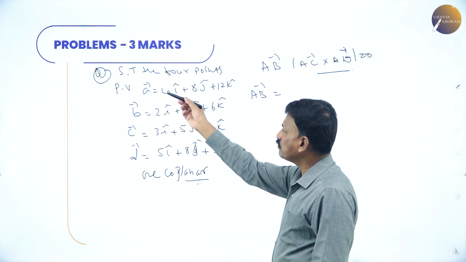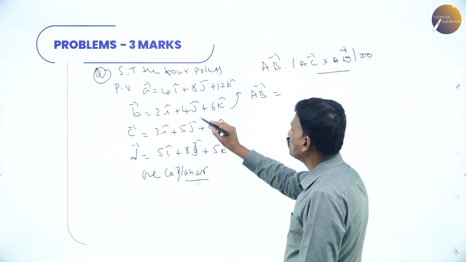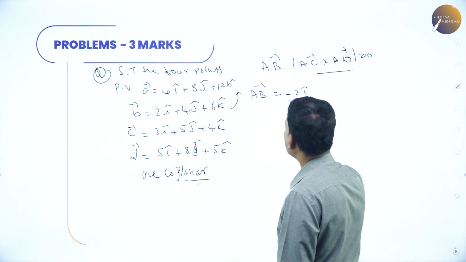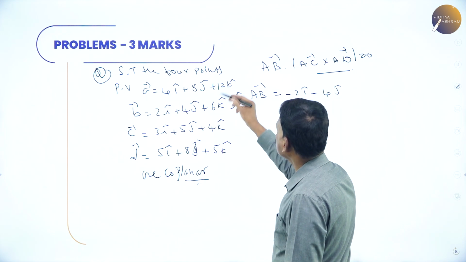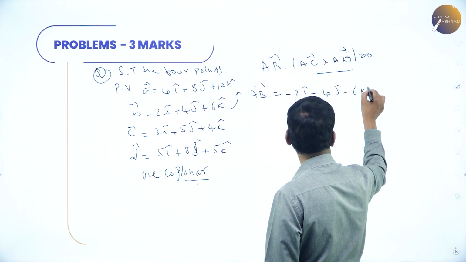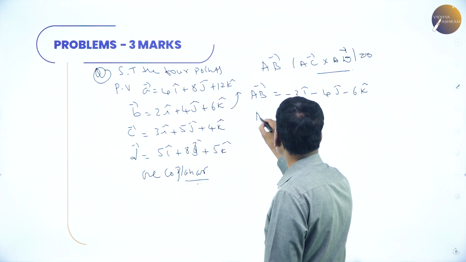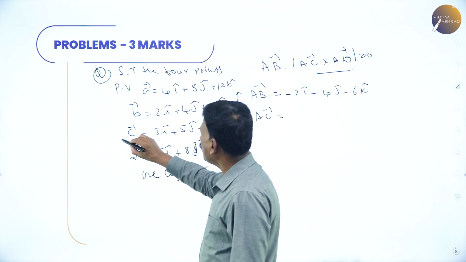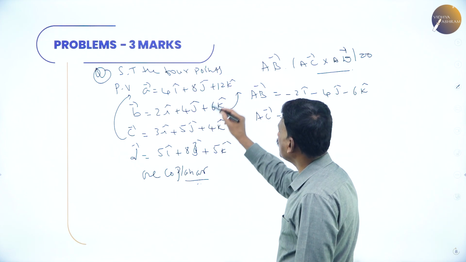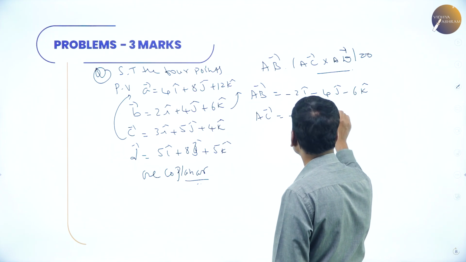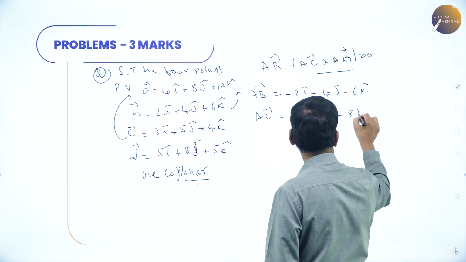AB is nothing but vector B minus A. Subtract these two, and this will give the vector AB. 2 minus 4 is minus 2i. 4 minus 8 is minus 4j. Again 6 minus 12 is minus 6k. That is vector AB. Now similarly vector AC. AC is nothing but vector C minus A. 3i minus 4i is minus i. 5 minus 8 is minus 3j. Again 4 minus 12 is minus 8k.